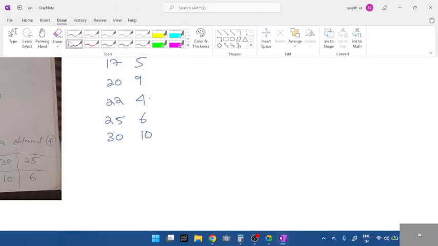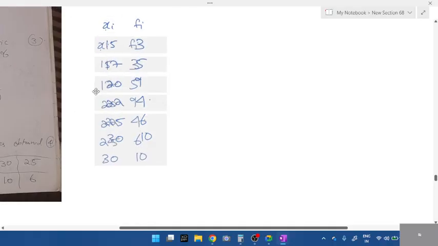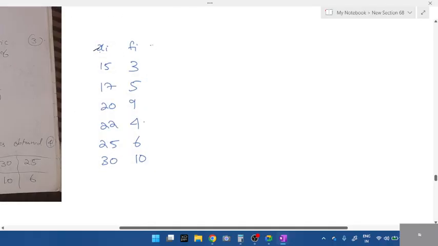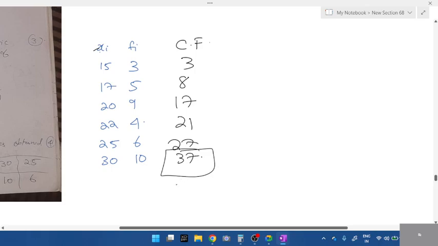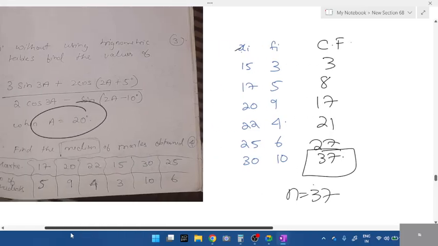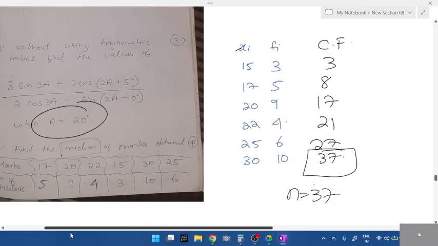Complete all that. Go through the notes and practice those questions. They might ask for MC. Whenever two values are given, xi, fi is given. We need cf. cf stands for cumulative frequency. What are the answers? 3 plus 5? 8. 8, 9, 17. 27 and 7. This is what you have to take. n is equal to what? 37. Let me check. 3. Then for 17, 5. For 20, it is 9. For 22, 4. 25, 6. And 30, it is 10. Okay.